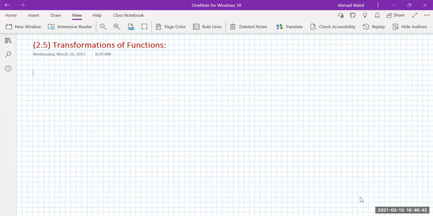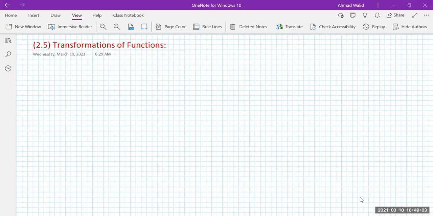Let's start section 2.5, transformations of functions. It's a long lecture, but again, it's a review with a different name from intermediate algebra.